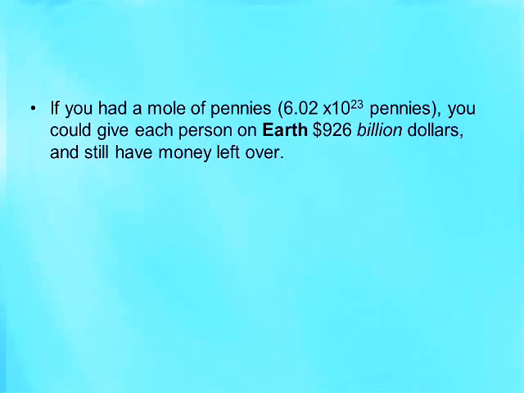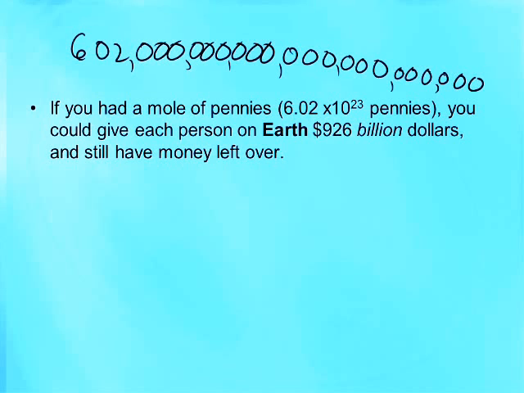So let's say you had a mole of pennies. That would be 6.02 times 10 to the 23rd pennies. An incredible amount. If you had a mole of pennies, you could give each person on Earth $926 billion and still have money left over. There are about 6.8 billion people on Earth, maybe 7 billion. So each of the 7 billion people could have $926 billion from that mole of pennies.